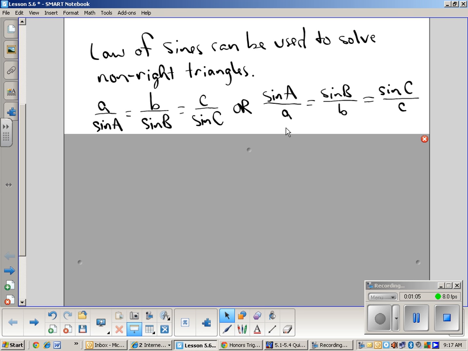I believe this is a new formula for you. I couldn't find it in the geometry book, and I don't remember any place else you would have seen this. So finally, we're doing something that's totally new for you.